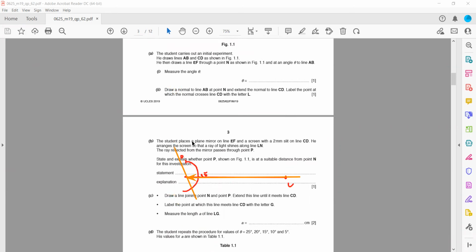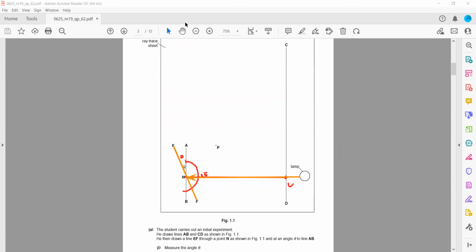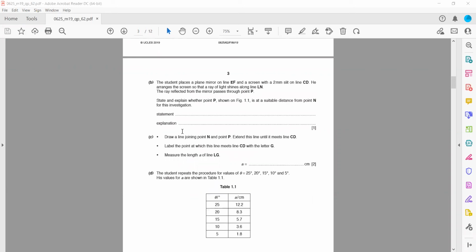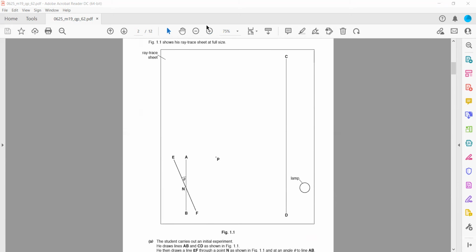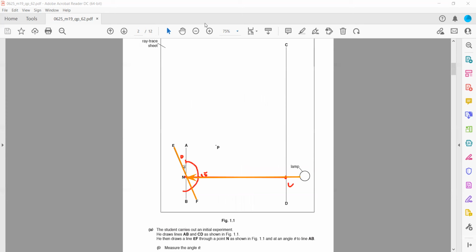So this was our initial figure. What they are saying is we have to draw a line joining the point N and P, and extend until it meets C and D. In the exam, try to use thin lines as much as possible. So we draw a line from N to P, and extend until it meets line C and D.